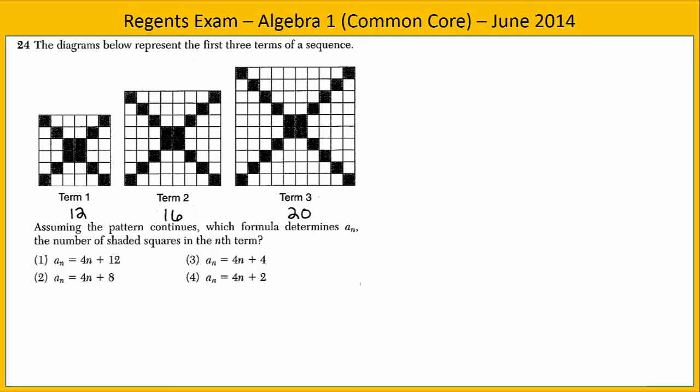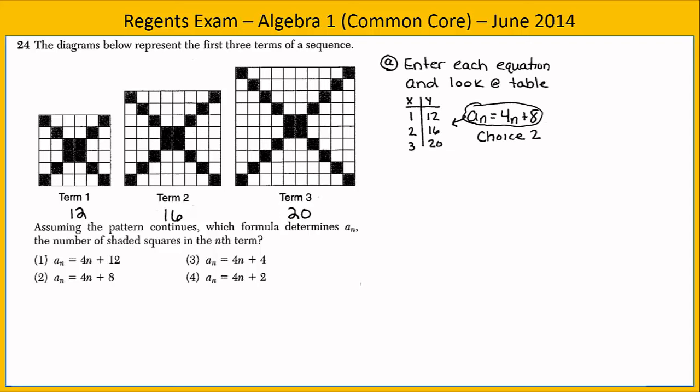There are several ways that you could solve this problem. Option 1 is you could take each of the choices, those equations, y equals 4n plus 12, y equals 4n plus 8, y equals 4n plus 4, and y equals 4n plus 2, put them in your graphing calculator, and look at the tables. If you do that, you'll see that the table for choice 2 has 1, 12, 2, 16, and 3, 20, which means choice 2 is the correct equation.